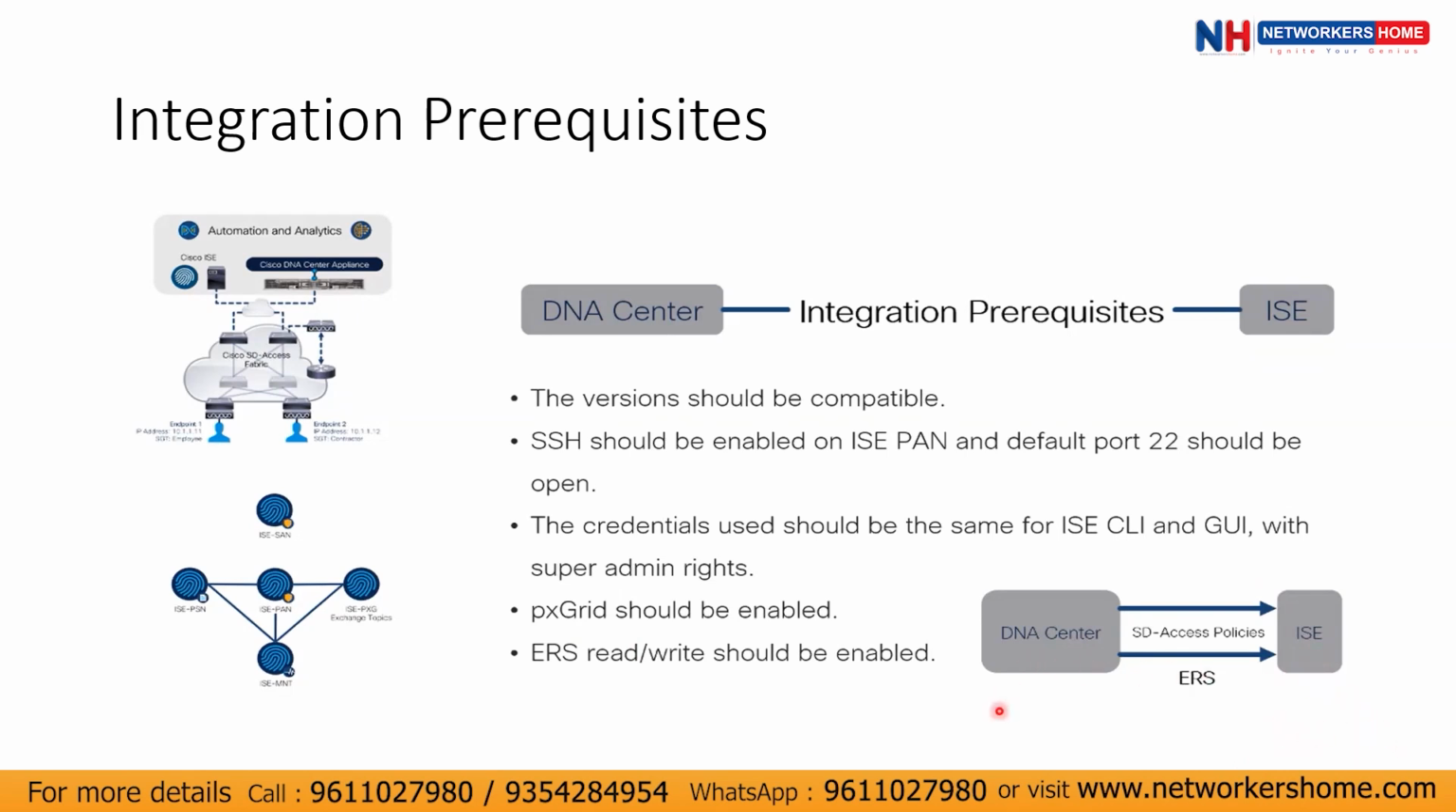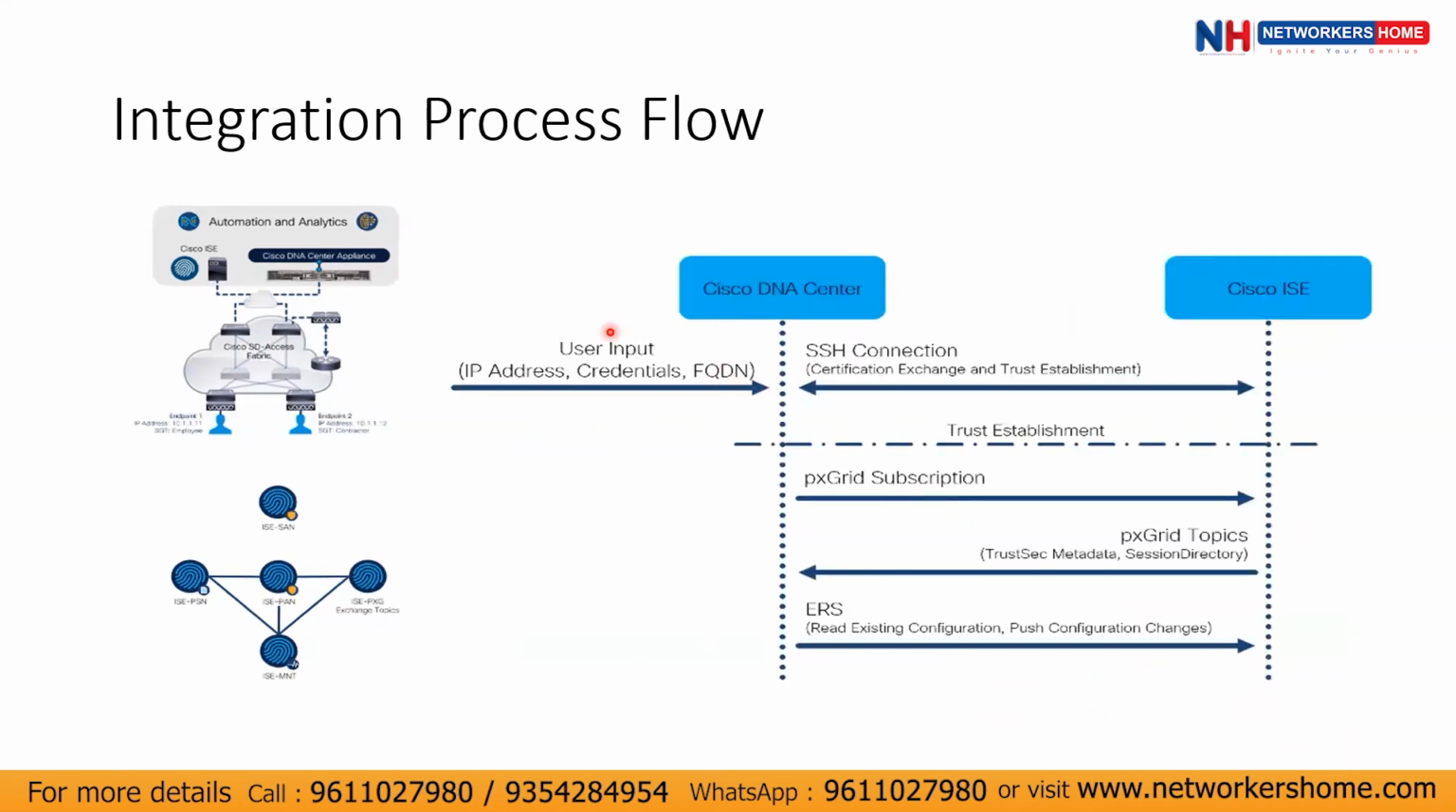So DNA Center will not push any sort of information to the fabric edge node, but you need to do all the things on DNA Center, right? Creation of policy, everything. That policy gets written on ISE, and ISE will actually propagate that policy to the fabric edge. That is the flow. The process flow is like that.